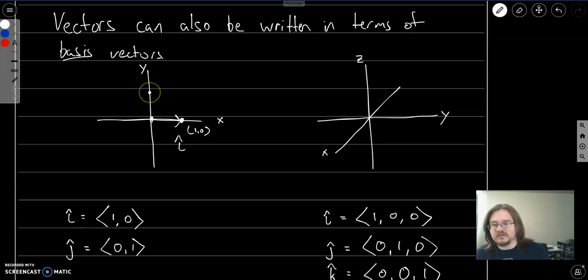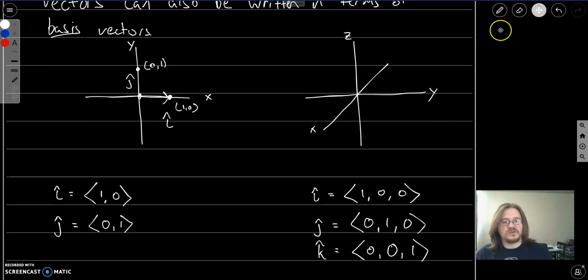The one that would go in the y direction, so it would stretch up from the origin to 0, 1, is called j hat. And again, we can write these vectors in terms of coordinates. So we can write i as 1, 0, and we can write j as the vector 0, 1. So these are somehow really nice vectors to work with.